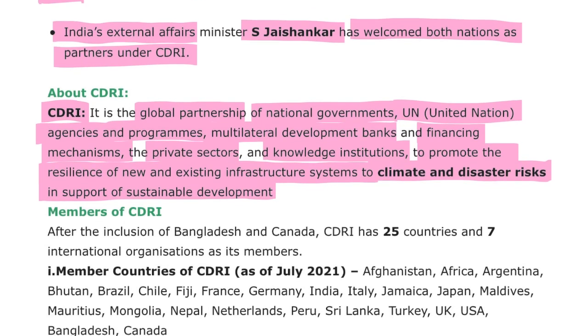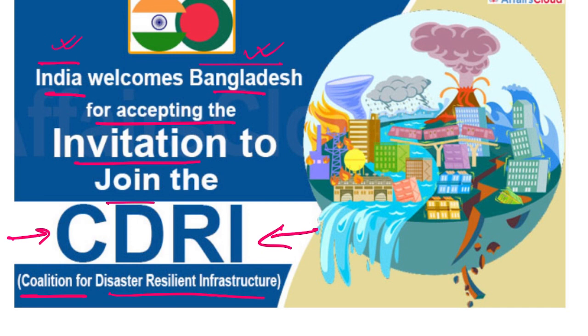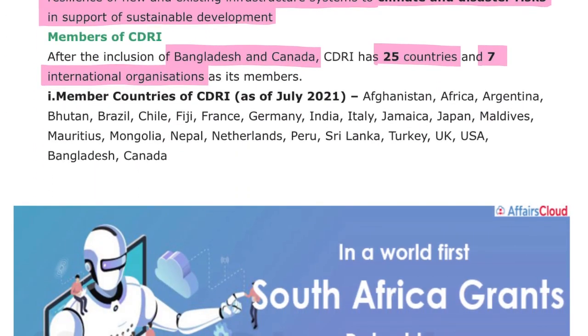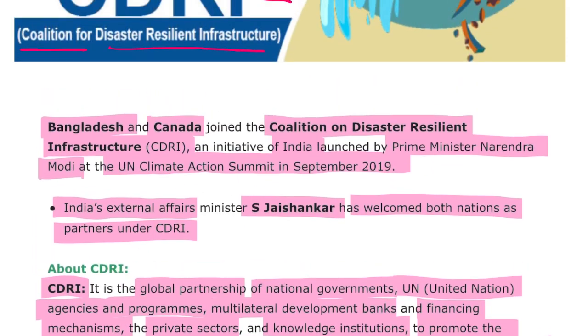There are multiple members of this CDRI. There are 27 countries and 7 international organizations that are part of its members, and these are after the inclusion of Bangladesh and Canada. We were talking about India and Bangladesh here. I need you to add Canada also. All right, next. Multiple members of CDRI as of July are such as Afghanistan, Africa, Argentina. These are all the members of this Coalition for Disaster Resilient Infrastructure.